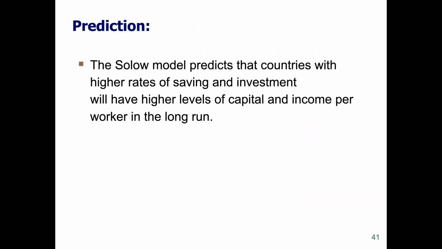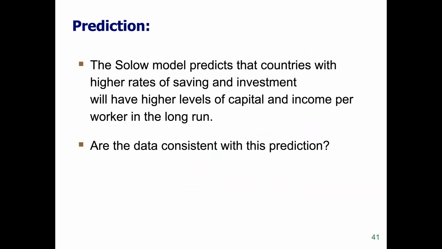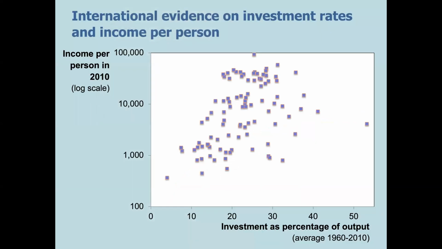Okay, so what's the prediction here? The Solow model predicts that countries with higher rates of saving and investment will have higher levels of capital and income per worker in the long run. Are the data consistent with this prediction? Let's look at the graph. On the horizontal axis, I've got investment as a percentage of output, and on the vertical axis, I've got little y star, income per person.